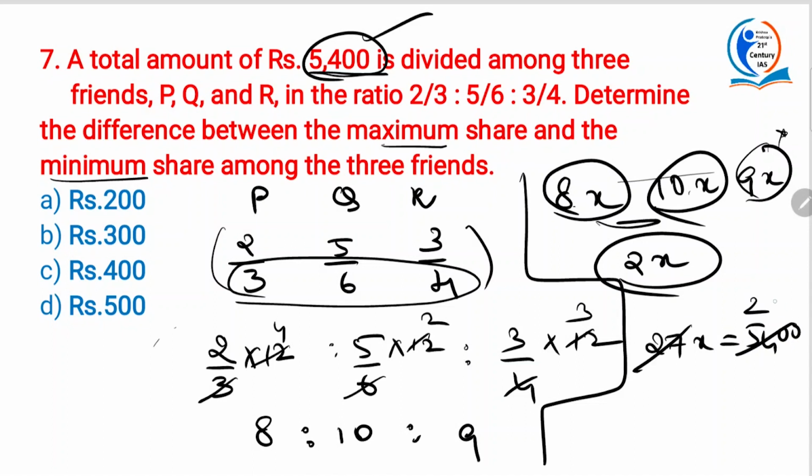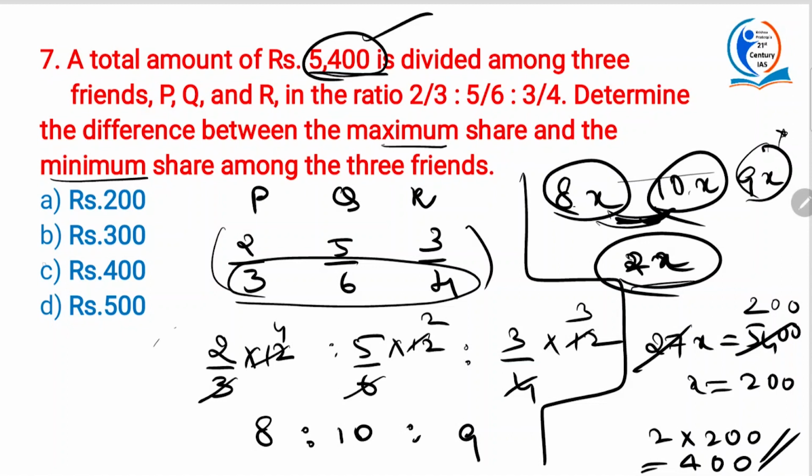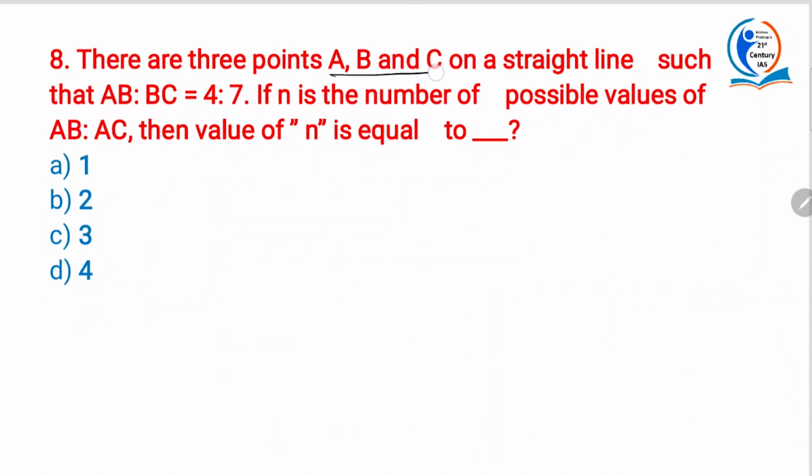27 ones are 27, 27 twos are 54. So x is 200. Now, what are we supposed to find? We are supposed to find 2x. So it is 2 into 200, that is equal to 400. Got my point? See, this is the difference, 2x. So this is the required answer. It is C.